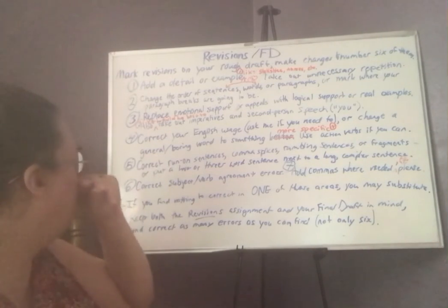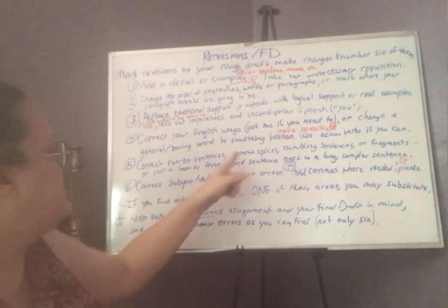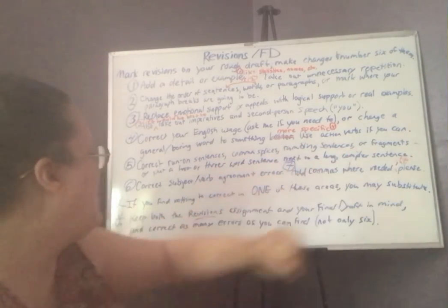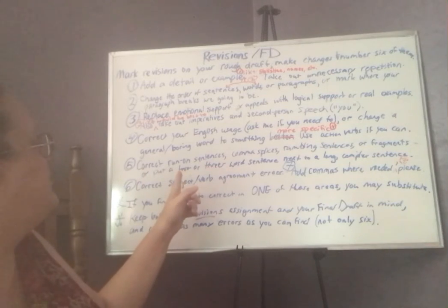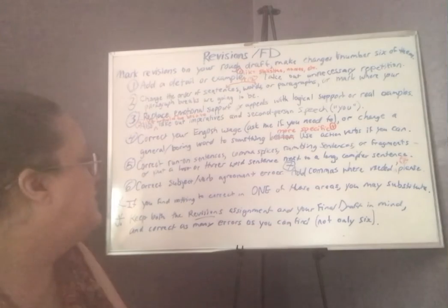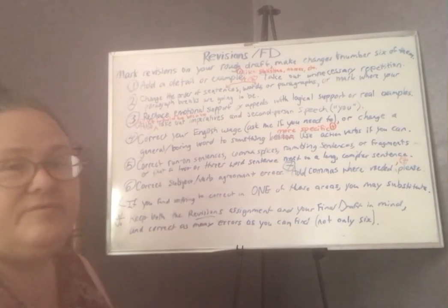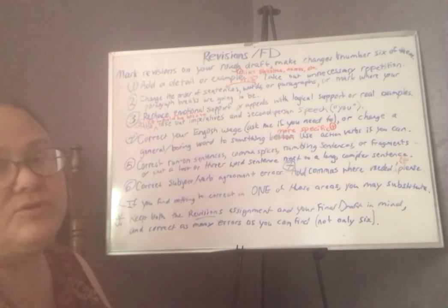Now number 5 is sentence fluency. Correct run-on sentences, comma splices, rambling sentences, or fragments. Or put a 2 or 3 word sentence next to a long, complex sentence. So if you do that, then you could put a number 5 next to the thing that you corrected, or the little short sentence that you added, or something like that.